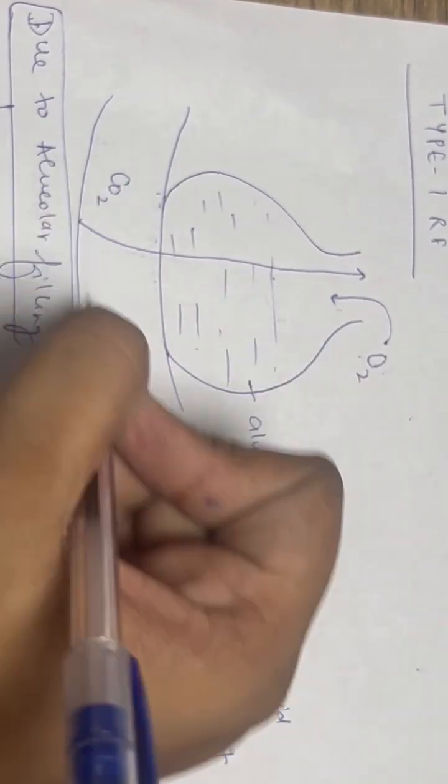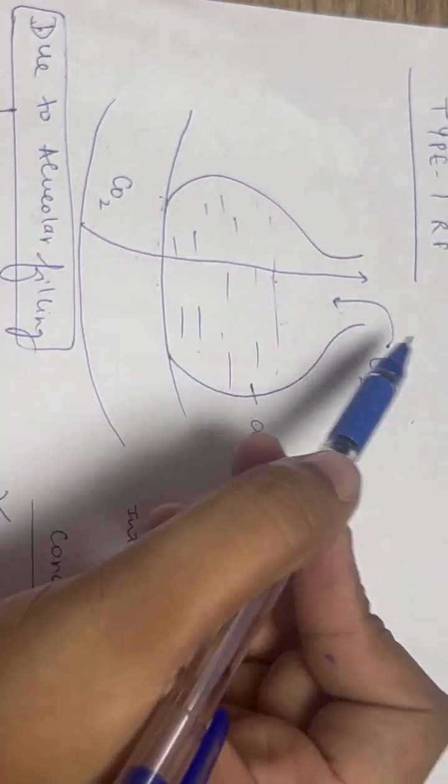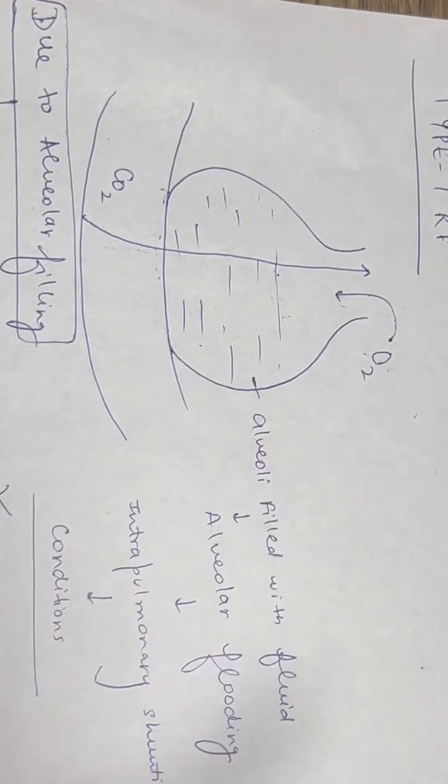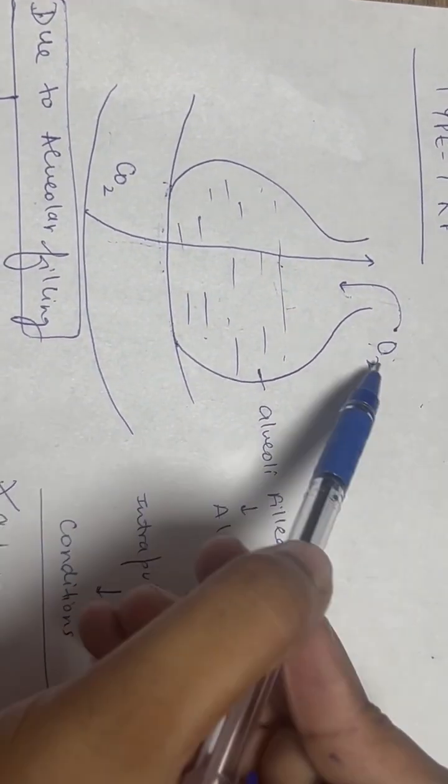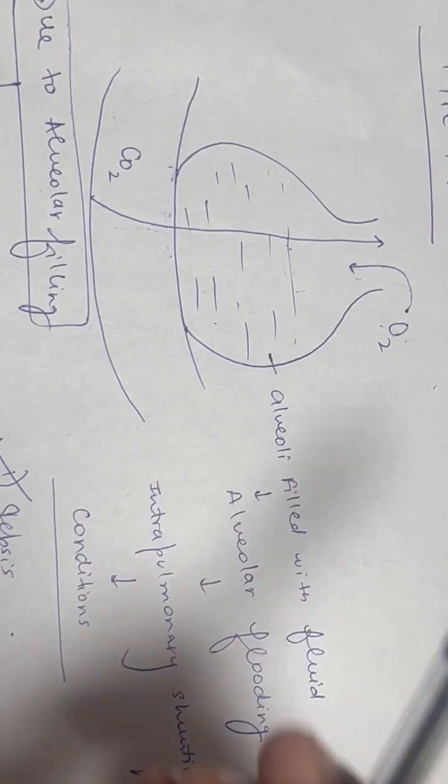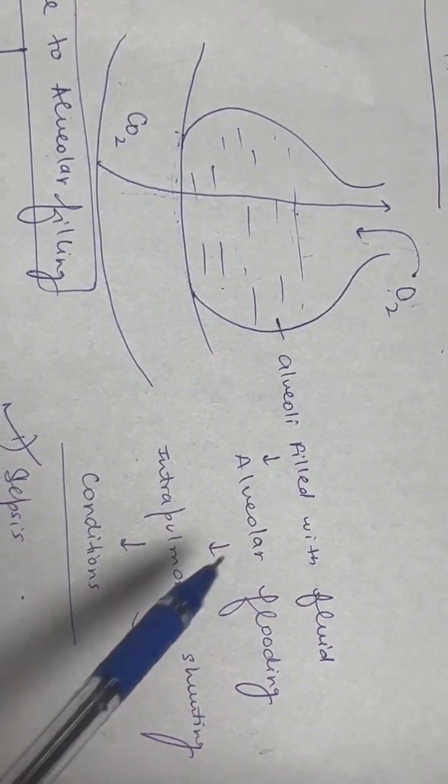You can see this is a blood vessel which has carbon dioxide. You can see this is alveoli which is filled with fluid, and there is alveolar flooding. Oxygen is trying to go in, but it is not able to go. So there is intrapulmonary shunting.